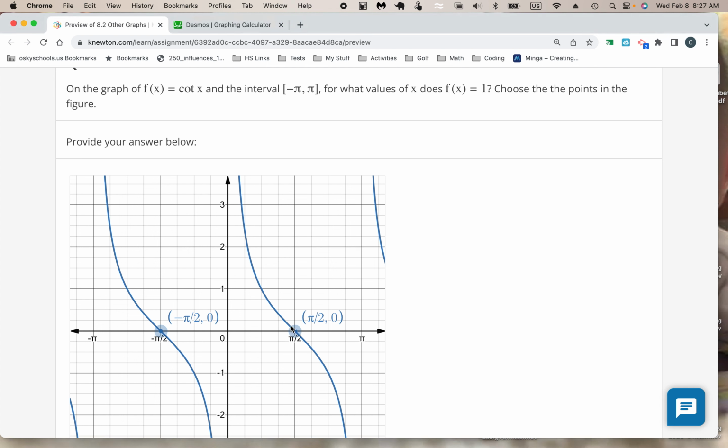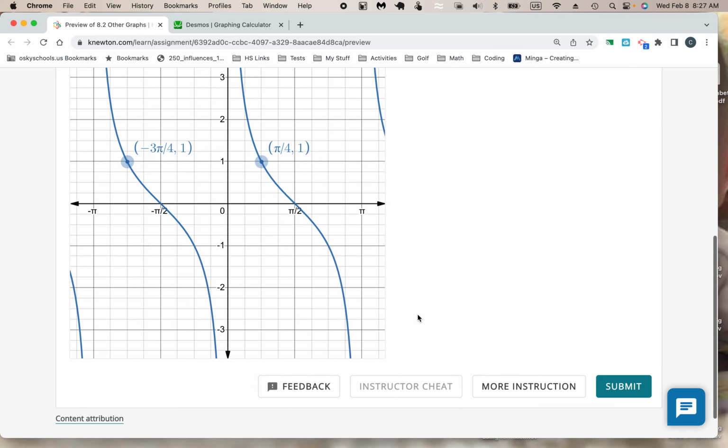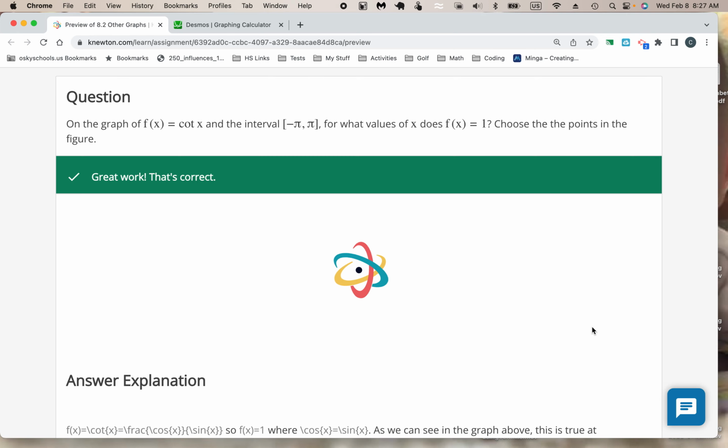So I need to drag this dot up to the 1 piece and drag this dot to that 1 piece as well. And then hit submit. And those would be my two spots where the function equaled 1.